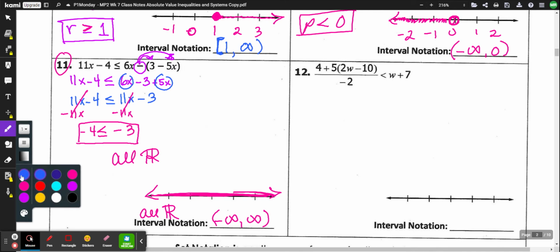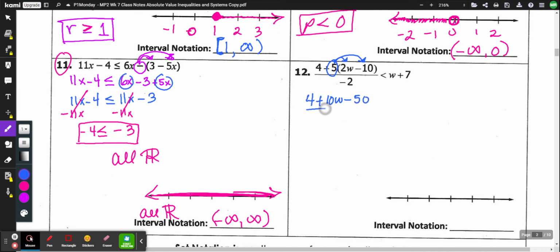So we're going to have to remember the order of operations: parentheses first, which means to take this 5 and distribute it to everything inside here. 5 times 2 is 10w minus 50. Then we'll divide by 2, less than w plus 7. I'm going to get rid of this 2 by multiplying the whole thing by negative 2, which means I have to multiply everything over here by negative 2. Those cancel. I have 4 plus 10.